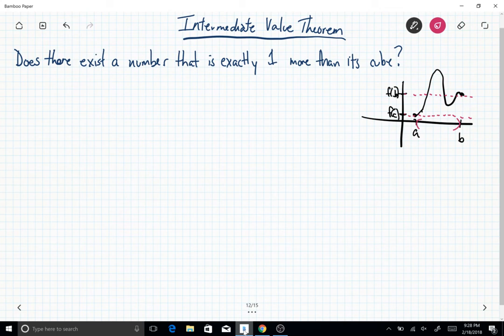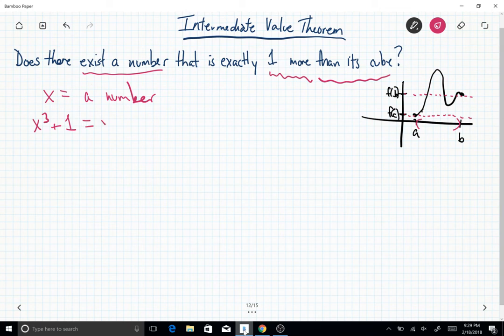So does there exist a number that is exactly one more than its cube? If you look at this, first off, we have to ask whether there exists a number. Let x be a number. Now, if it were to be exactly one more than its cube, what does that mean? That's x cubed plus 1, right? So you add 1 to the cube, and what we should have is that should be the same thing as x.